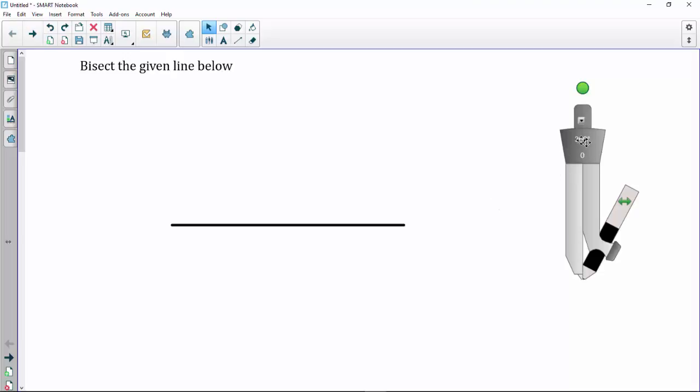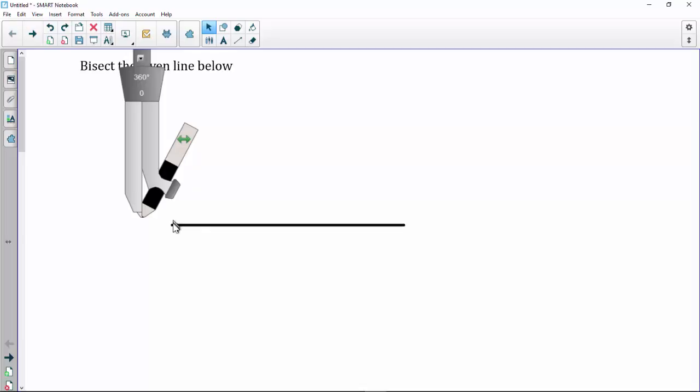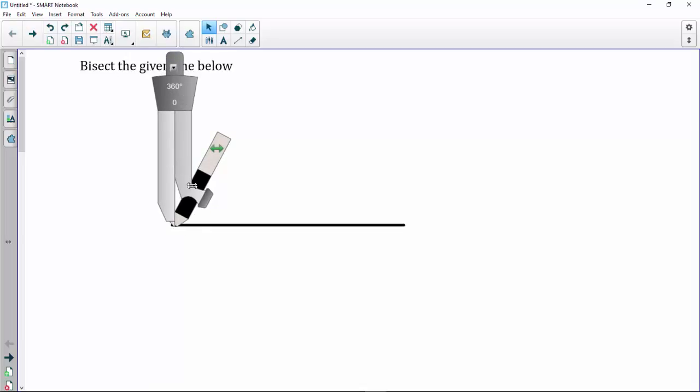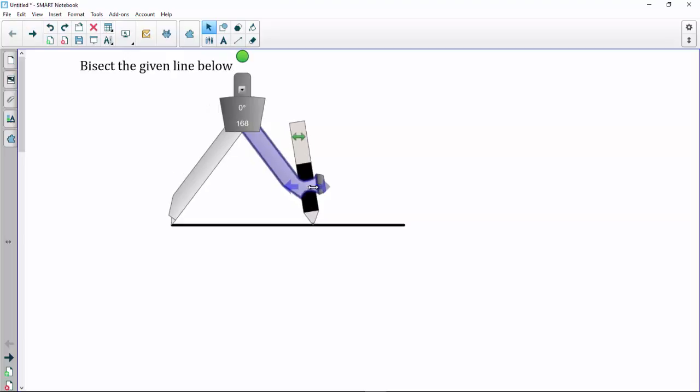Alright? So, position the point of the compass at the start of the line. Let me just open up my compass a little bit so I can see it better. Nice. Position the compass at the start of the line. Wonderful. And open it now to more than half the line. That's roughly it there. And we draw a long arc both above and below the line.